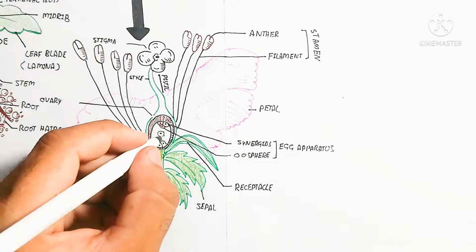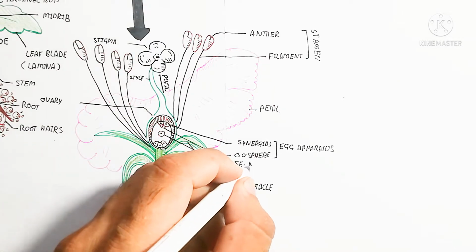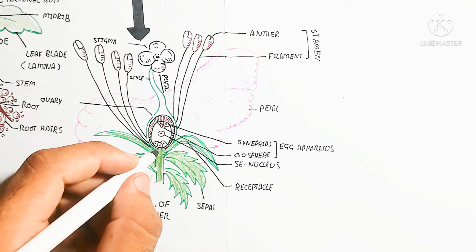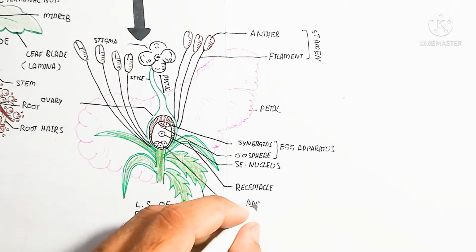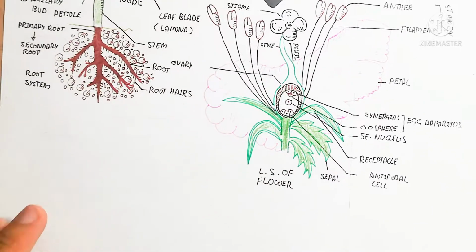So here I am drawing just a simple one seed, but multiple seeds are also possible, because multiple ovules can be present. If multiple ovules are present in the same ovary, it means more than one seed develops in the same ovary, in the same fruit.